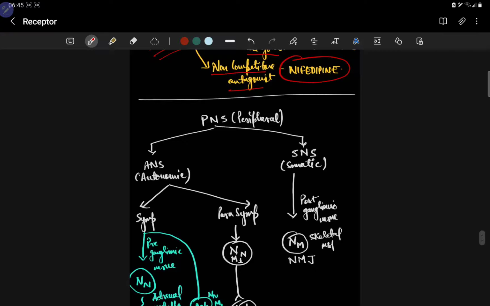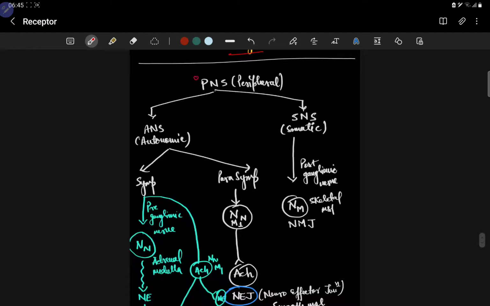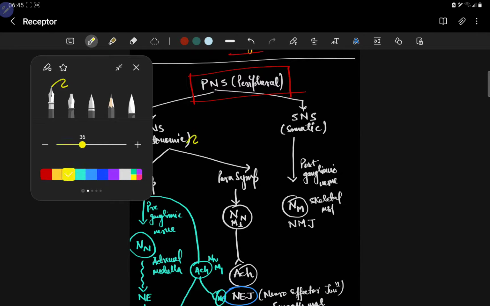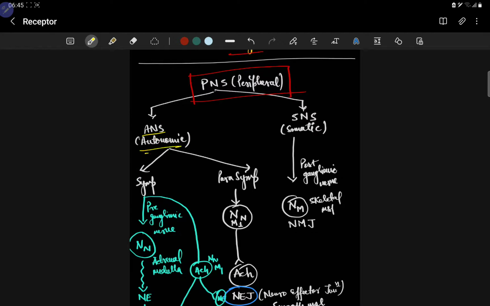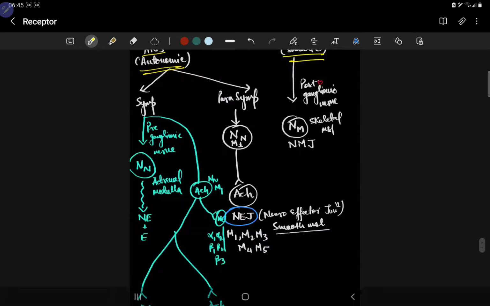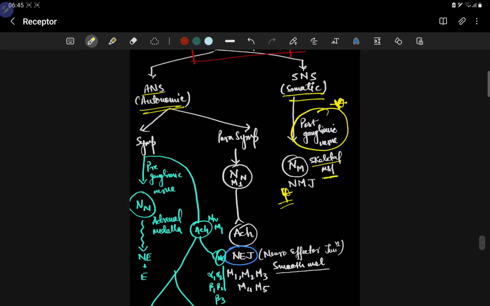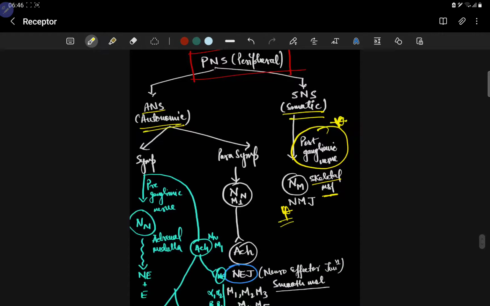Okay, so when you discuss the receptors, थोड़ा सा ANS हल्का सा देखो. This is the peripheral nervous system. This is the autonomic nervous system and somatic nervous system. In the somatic nervous system, there is only a postganglionic nerve which acts on the skeletal muscle, and this is the NM receptor, in the neuromuscular junction. This is the only important point about the somatic nervous system.